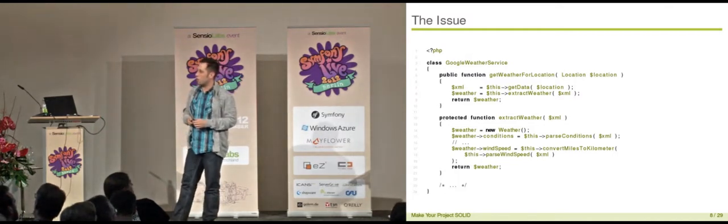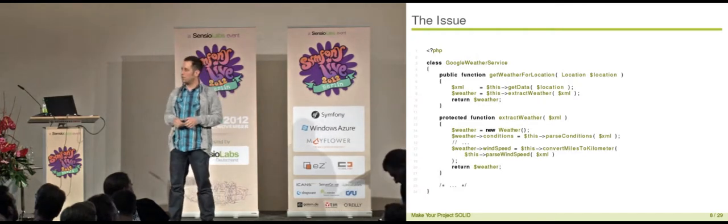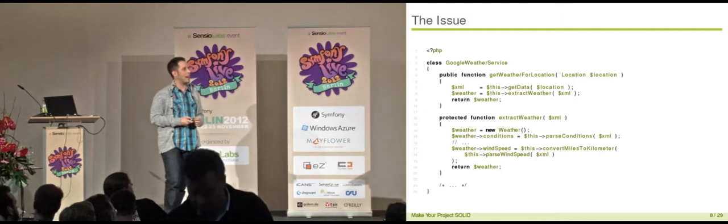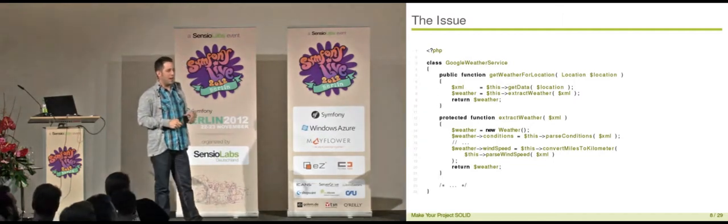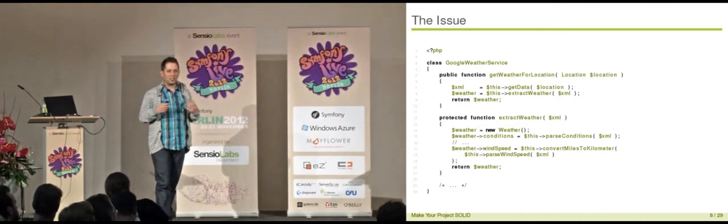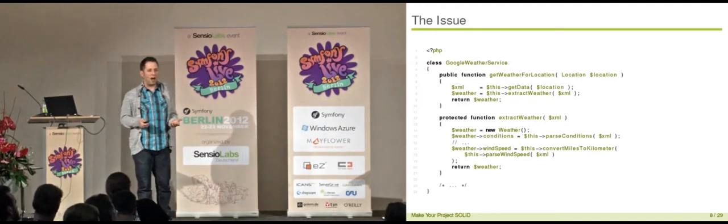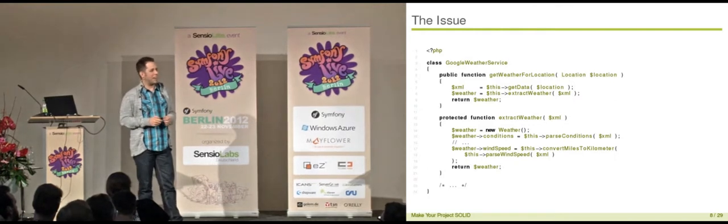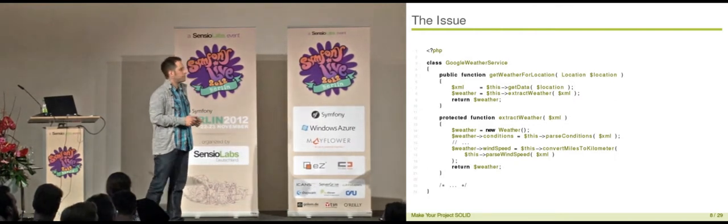In this example, we have a Google Weather Service. This Google Weather Service has one dedicated public method which is meant to be used from the outside. It's getWeather4Location. It receives a location in the form of a plain value object, and then it does stuff in order to retrieve the weather and return a weather object struct, right? So it's a pretty small API, a pretty small class with some code in it. Let's investigate that code a little bit more.